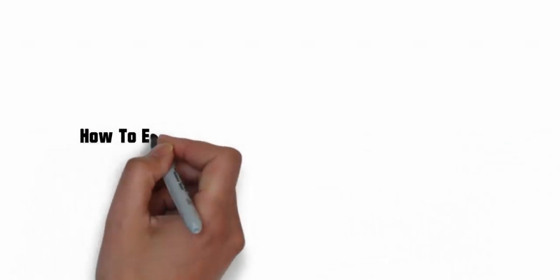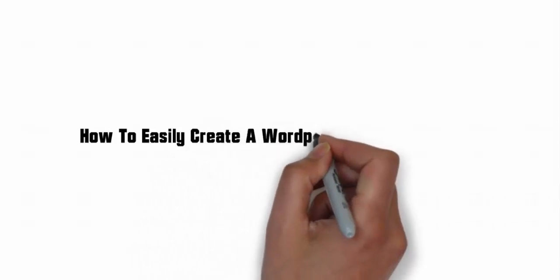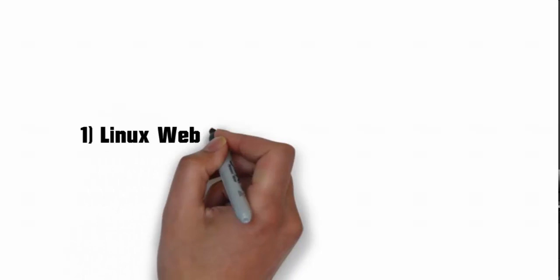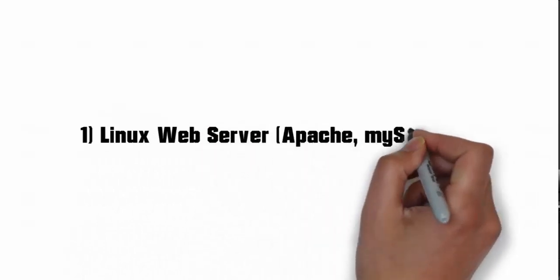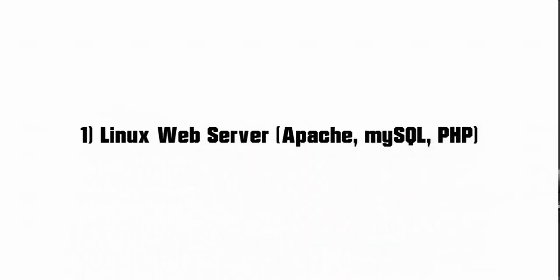In this video, I'm going to show you how to easily create a WordPress membership site. Now, the first thing you're going to need is obviously a web server. So just make sure it's a Linux-based web server with Apache, MySQL, and PHP.